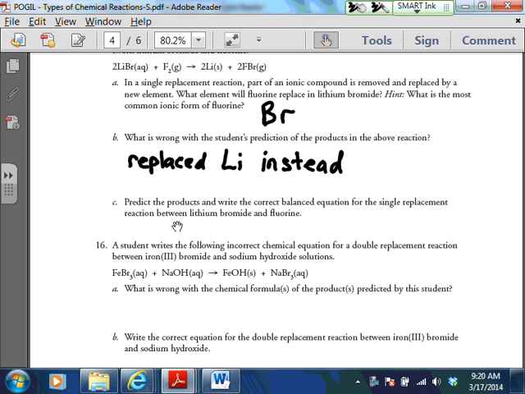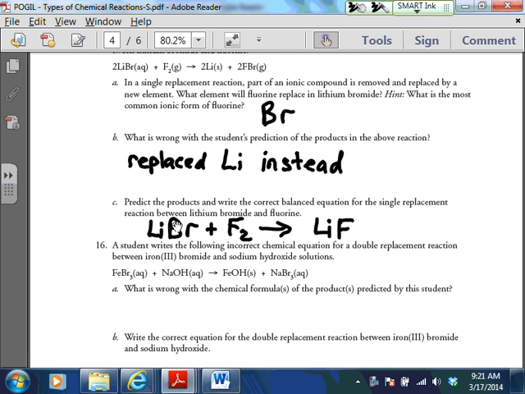All right, so predict the products and write the correct balanced equation for the single replacement between lithium bromide and fluorine. So we've got LiBr. The first part stays the same, right? Plus F2. Well, what's really going to happen here? Okay. So, well, let's just get it, and we'll balance it in a second. So the fluorine's going to replace the bromine, right? So now you've got LiF. Now, wait a second. How do we know it's LiF? Why is it not Li2F, LiF2?